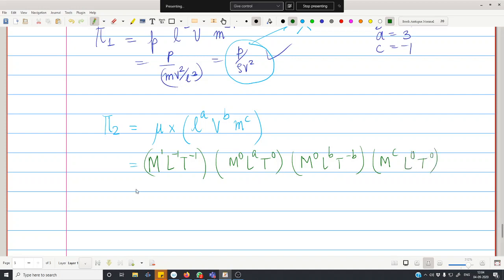So if you just do this calculation, finally what do you get? Minus 2, minus 2, 1, 1, 1, 1. So therefore the second dimensionless term will be mu.